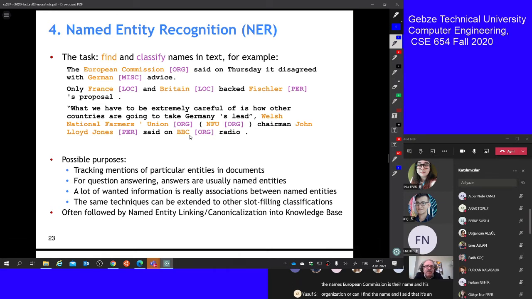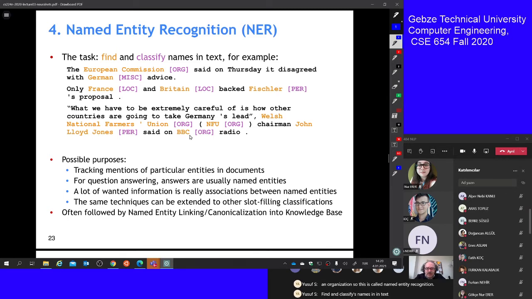Said on Thursday it disagreed with German. German is again a name; its type is miscellaneous. France is a name, location. Britain is a name, location. Fischler is a name, but it's a person. Welsh National Farmers Union is an organization. John Lloyd Jones is a person. BBC is an organization. So this is called named entity recognition: find and classify names in text.